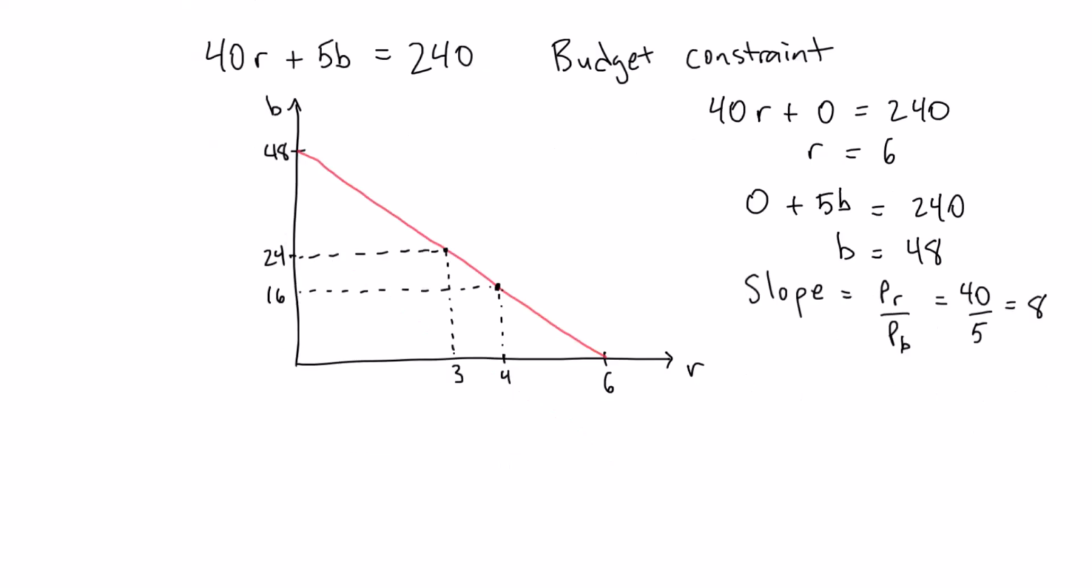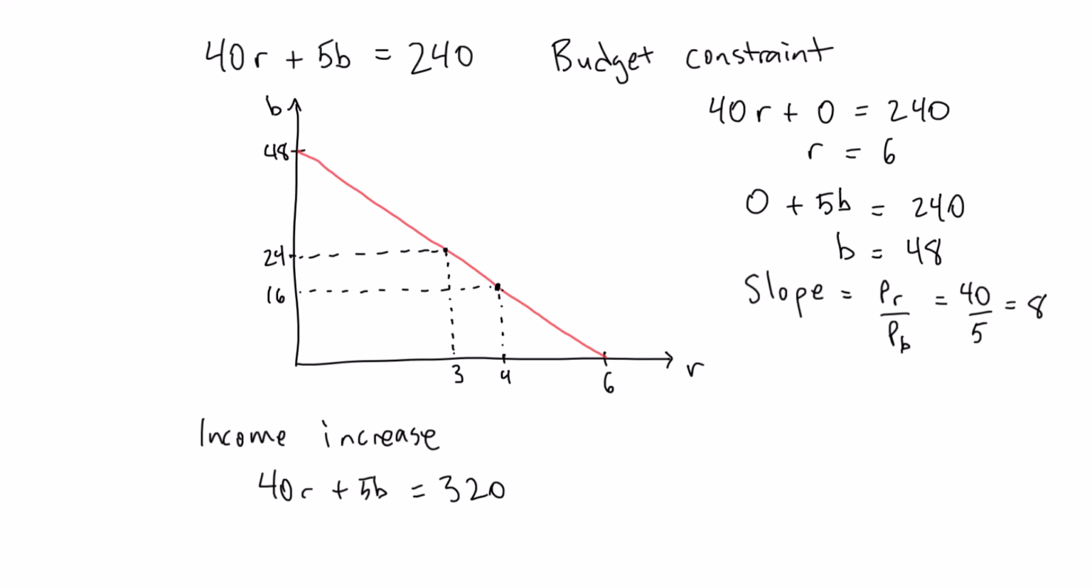Now let's think about what it would look like for the budget constraint to change. This could happen for 2 different reasons. Either the income changes or one of the prices change. First, let's consider what would happen if our consumer's income increased from $240 up to $320. We can write our new budget constraint as 40R plus 5B, since the prices haven't changed, but instead of 240, this will now be equal to 320.